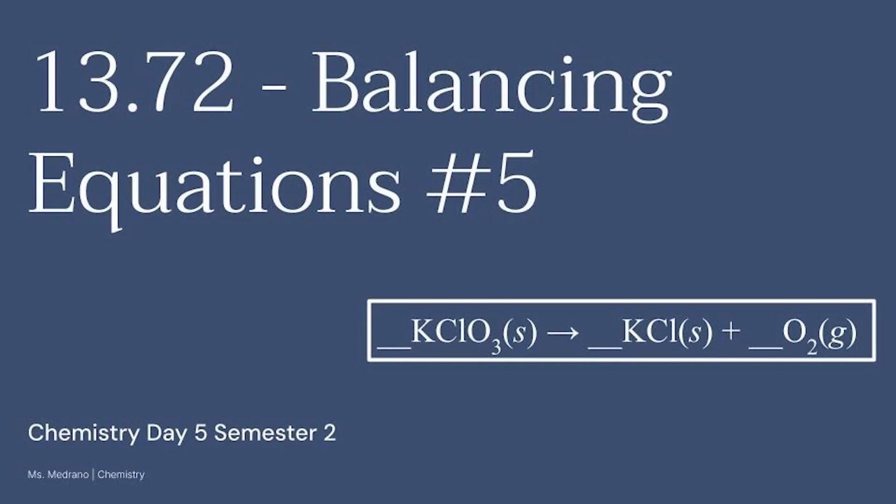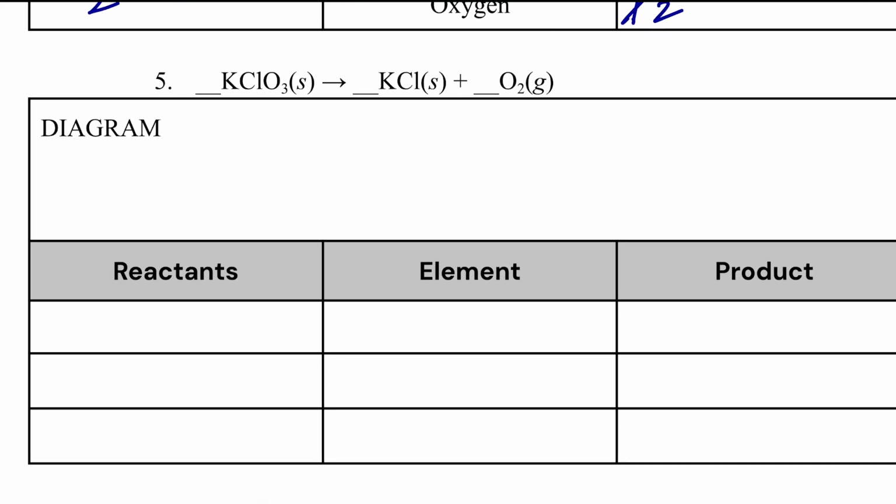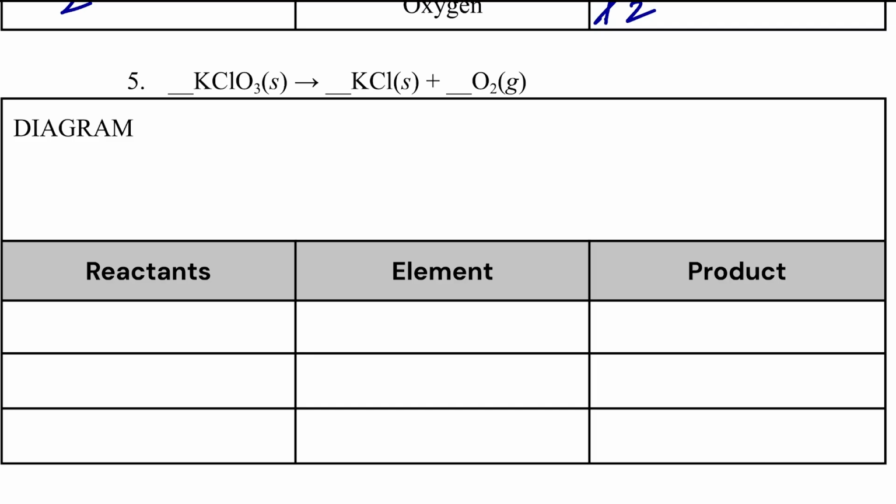Okay, this is problem number 5 in our balancing equations worksheet. And we've got potassium chlorate decomposing to make potassium chloride and O2, which is another diatomic. And so first what we have to think about is, what do we have here?